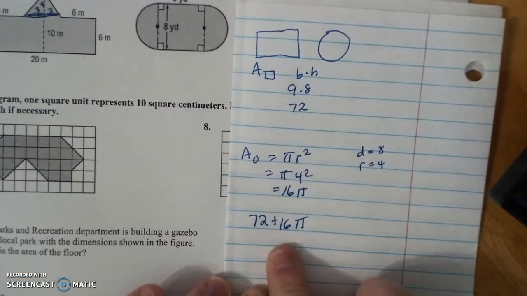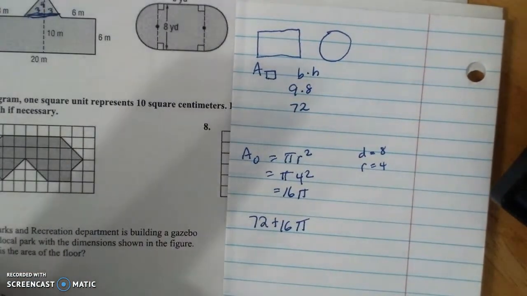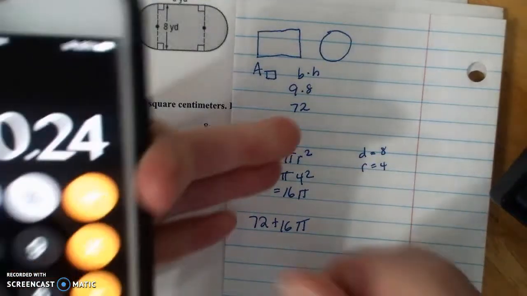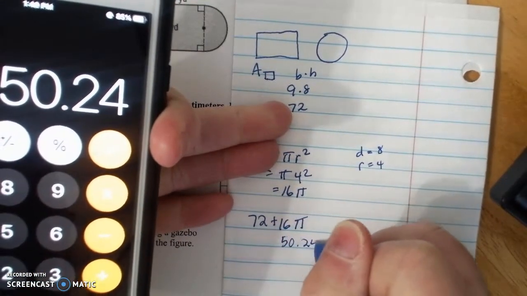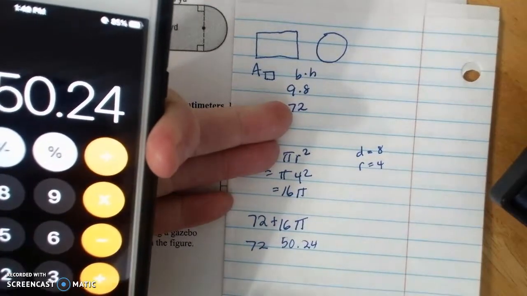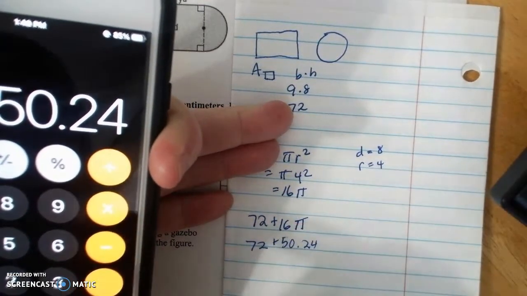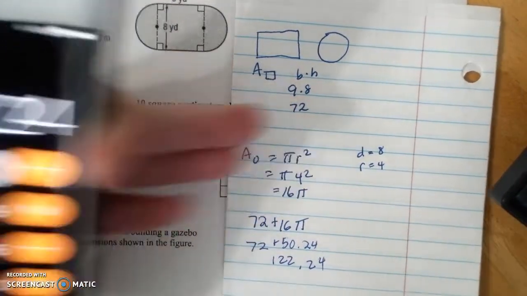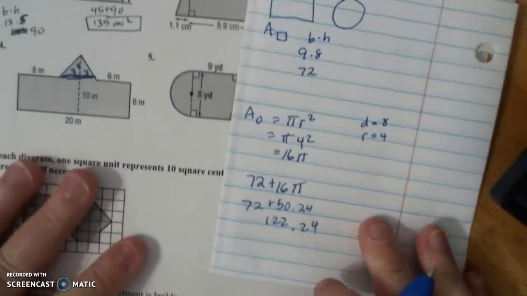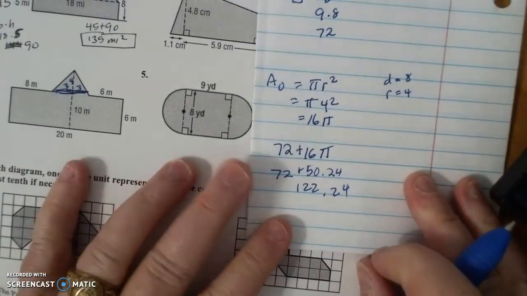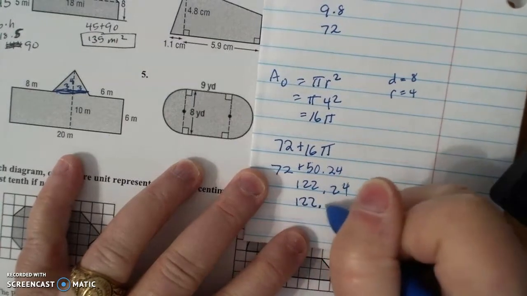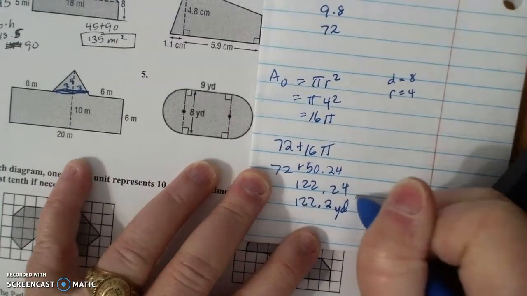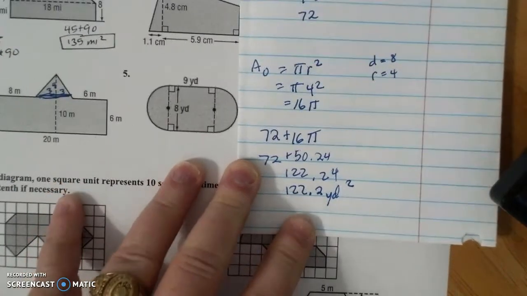Now sometimes they'll leave it like that if it's multiple choice. Sometimes they won't. And so 16 times 3.14 is 50.24 plus 72 is 122.24, rounded to the nearest tenth is 122.2 yards, and area is square units.